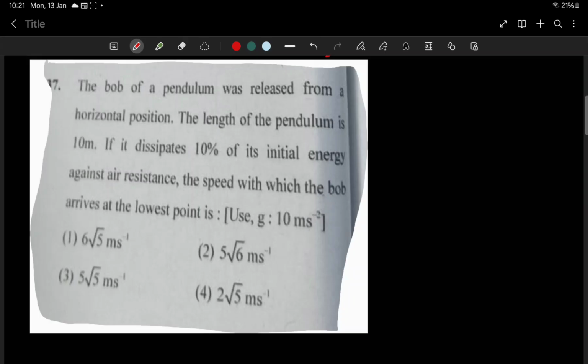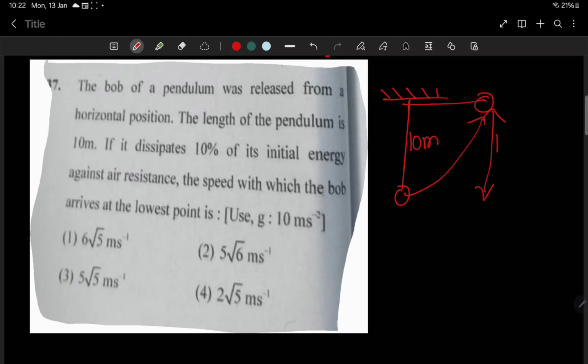The bob of a pendulum was released from horizontal position. The length of the pendulum is 10 meter. If it dissipates 10% of its initial energy against air resistance, the speed. Look, first of all, what happened here is that we have a pendulum here at the initial position. Now this thing is pulled, it is pulled like this, and now it is here. So the height is equal to the length of the pendulum, that is 10 meter. You know that energy is equal to mgh. That is equal to mass into 10 into h, which is 10 itself. That is equal to 100 m.